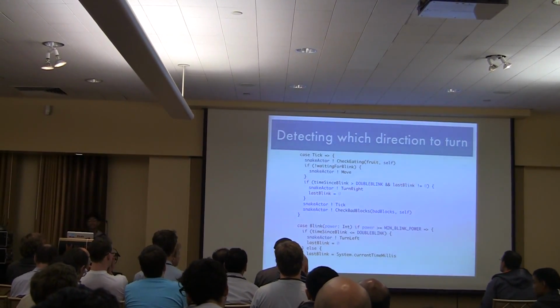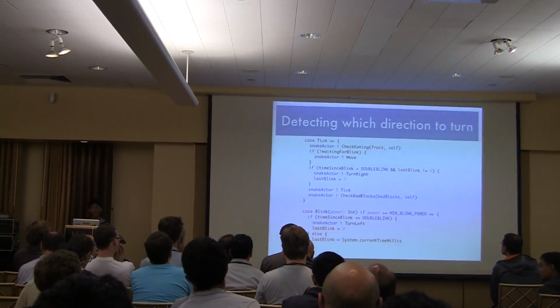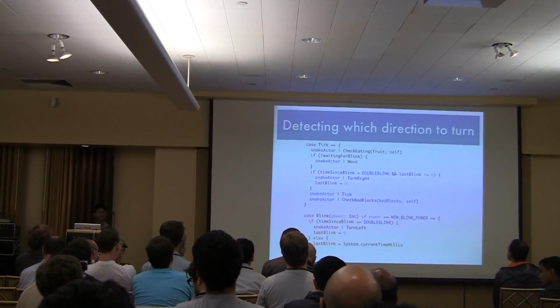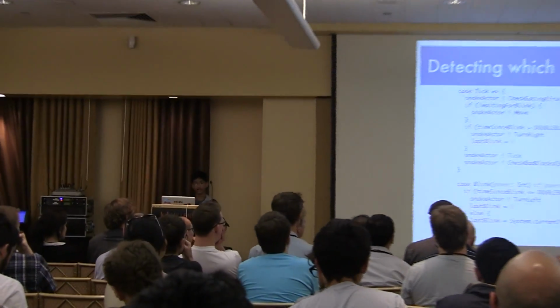And in my blink, if the time since the last blink is still less than or equal to the double blink threshold, that means I've had 2 blinks within the double blink threshold, then I tell my snake actor to turn left, and I set my last blink to be 0. Otherwise, I just set the last blink to be the current time.